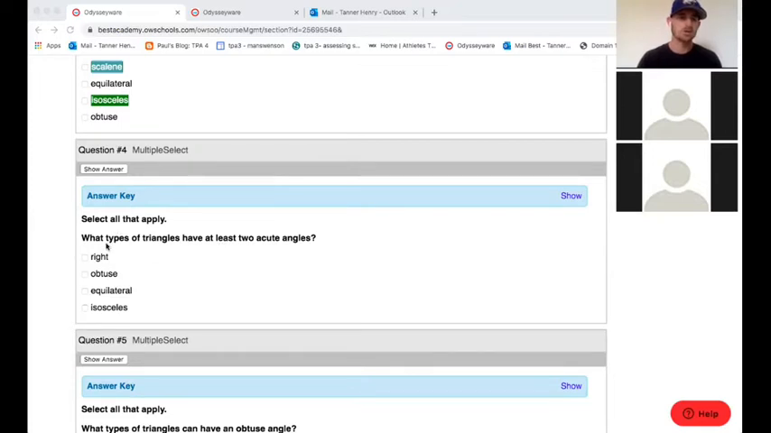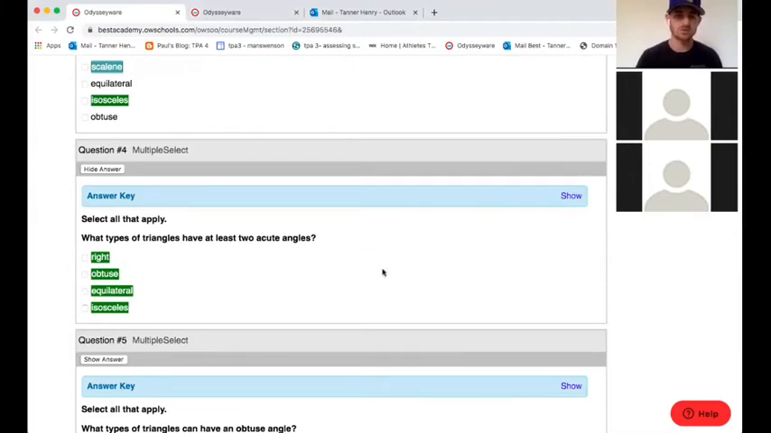Okay, cool. It says, what types of triangles have at least two acute angles? Isosceles. Yep. Okay, what else? What do you think, Langston? I say right and equilateral. Right, equilateral. Let's see what else it is. All of them. So you guys are both right.